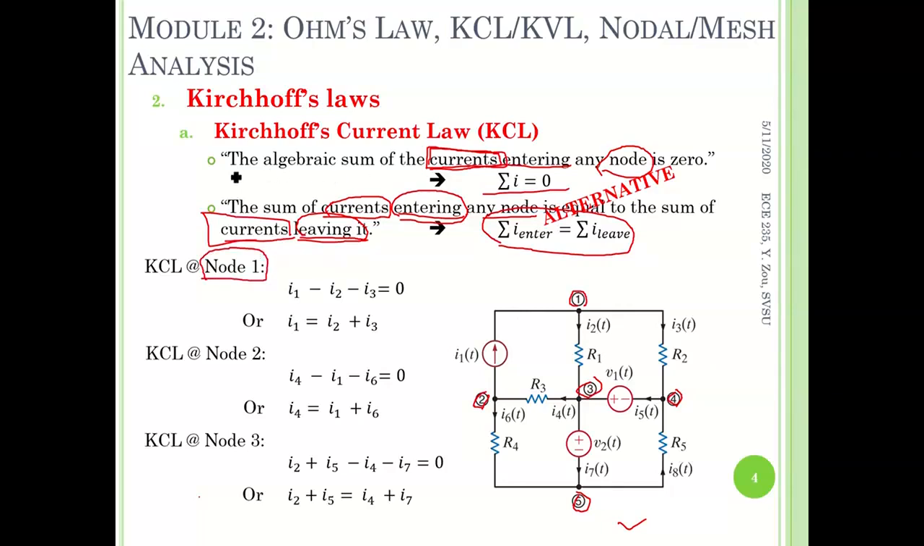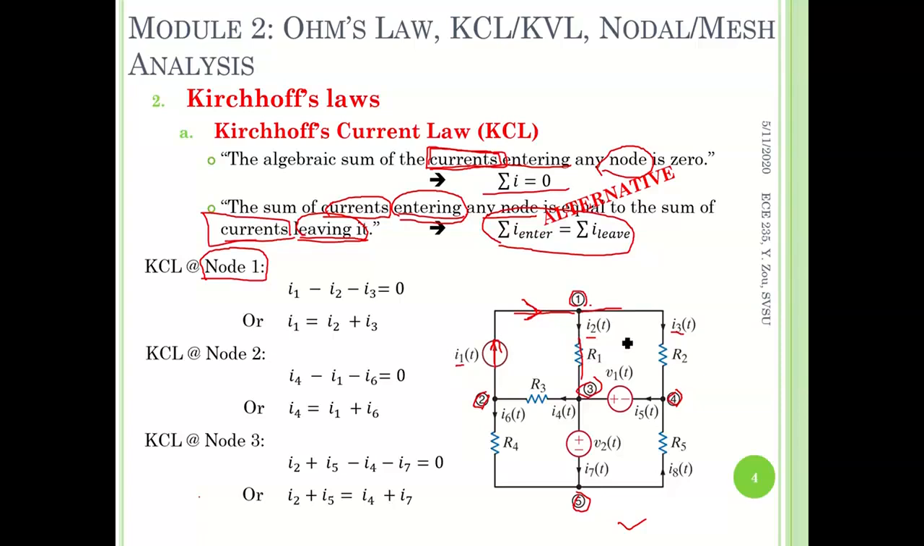Based on the first description here, the algebraic sum of currents entering any node is 0. So for node 1, let's see how many currents or branches are involved here. Obviously 1, 2, 3. Three currents are involved in this equation, and they are respectively I1, I2, and I3. I1 is actually a current source current entering node 1. I2 and I3 are two currents leaving it.